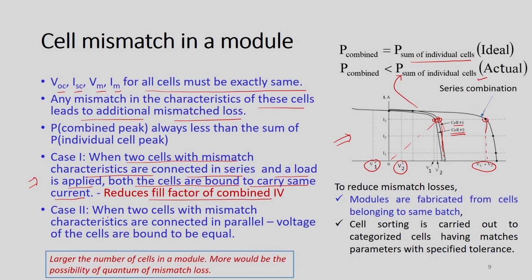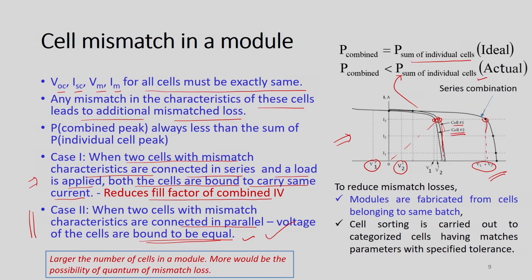In the second case, when two cells with mismatched characteristics are connected in parallel, the voltages of the cells are bound to be equal. For the parallel case, as we discussed in the last slides, that is obvious. So, a similar analogy or description can be given here for this case as well.